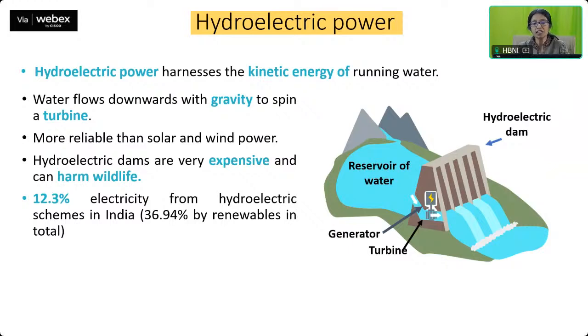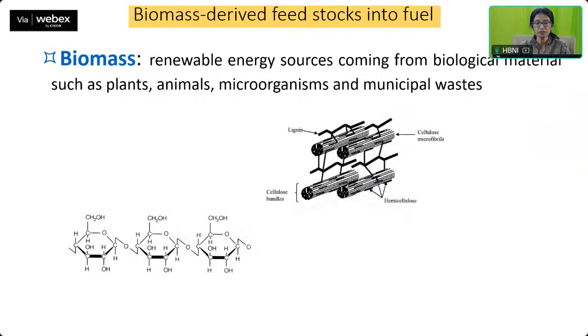But definitely this is one of the oldest and, I would say, the most traditional methods of harnessing renewable energy. And around 12.3% of electricity from hydroelectric schemes in India is available right now, and that is also a huge percentage of renewables in total.